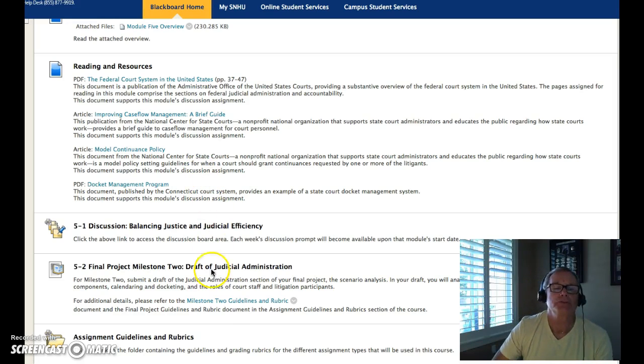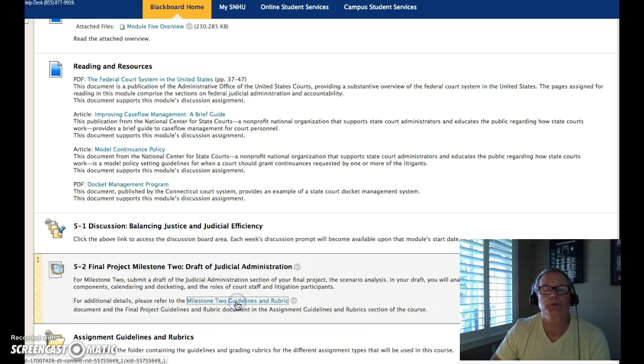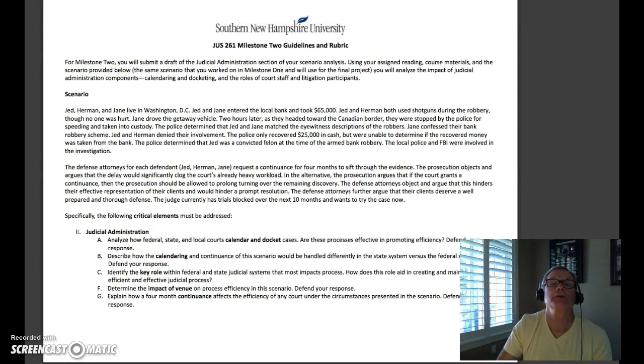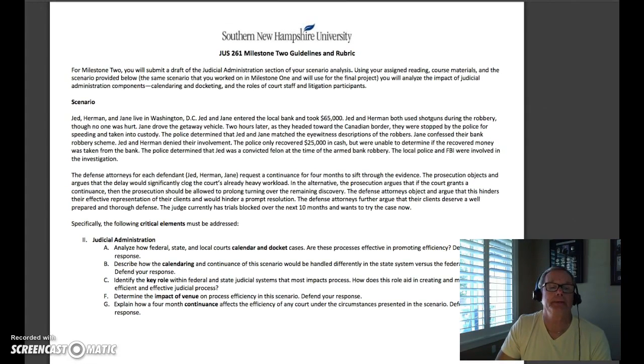Okay, so let's just jump right in and take a look at the rubric here. Let me click it open, and hopefully it'll show up on the screen. There we go. Let me make a minor adjustment here on my end. Okay, so we have our scenario. The scenario hasn't changed. Our bank robbers have been arrested. Remember, they're arrested in another jurisdiction, and we'll talk about the impact that might have on venue in just a minute. But take a look at the scenario.